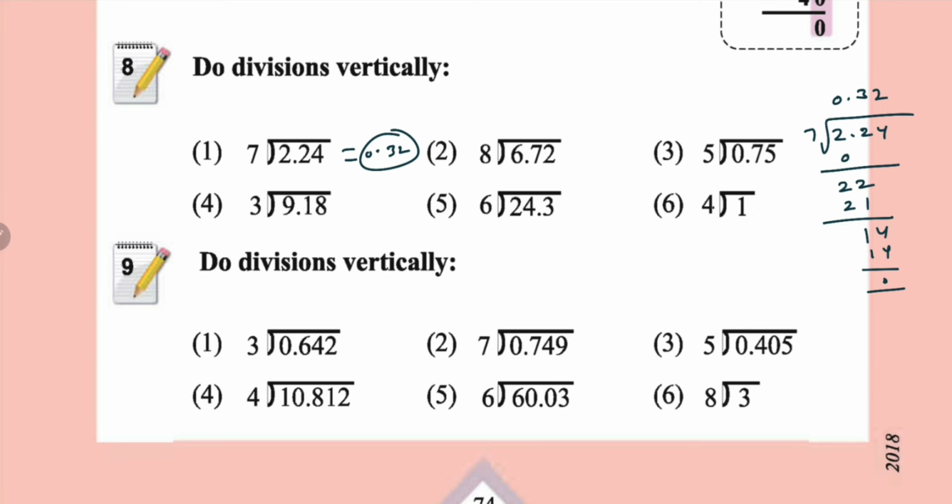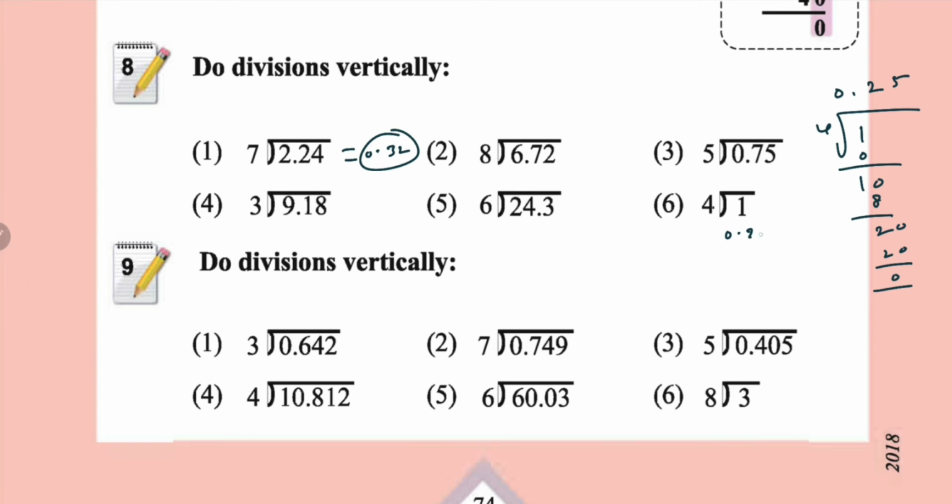Next is 4 upon 1, that is the last one. So we'll do the last one. 0 point because 1 is less. So since we kept a point here, you can bring 10. 4 2s are 8, 2. Again 0, 4 5s are 20. So answer is 0.25. Okay.